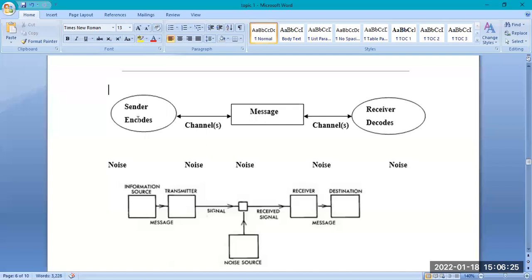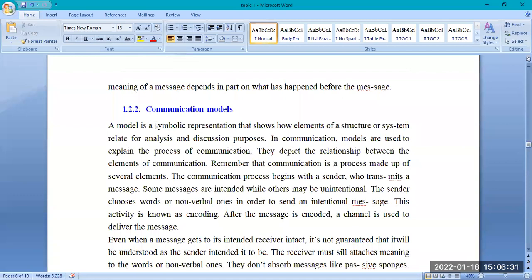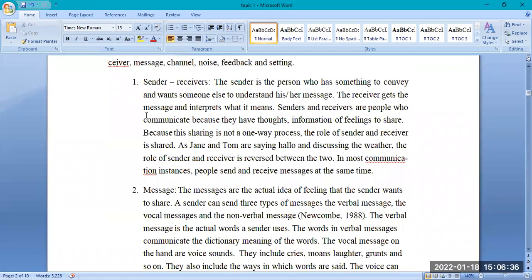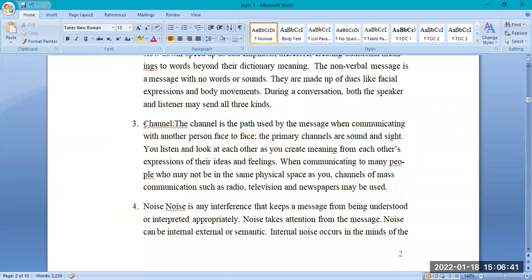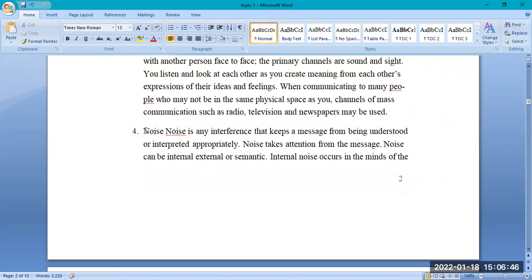Therefore, we go back to the elements of communication, of which we have already explained them. We have talked about the sender, the message, and the channel, and we have said that the channel is the path through which communication passes. We have also talked about noise, and we have said that noise is anything that interferes with communication. Noise can be physical, noise can be semantic, noise can be psychological.